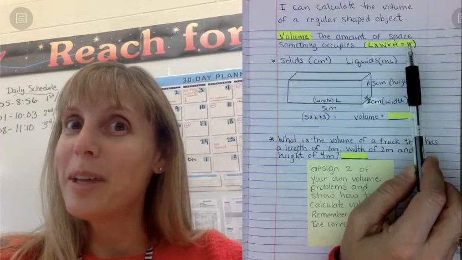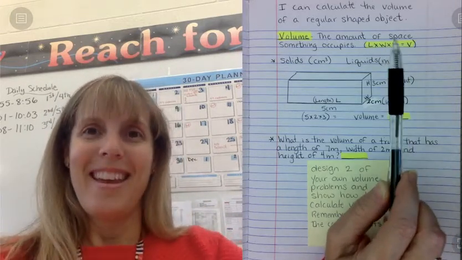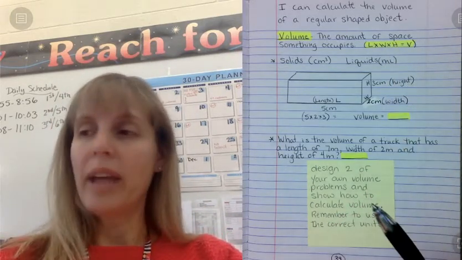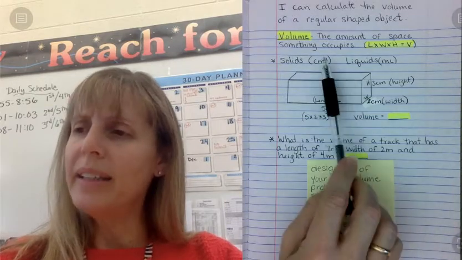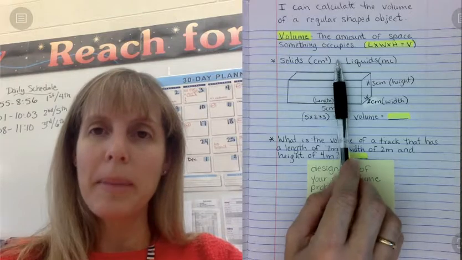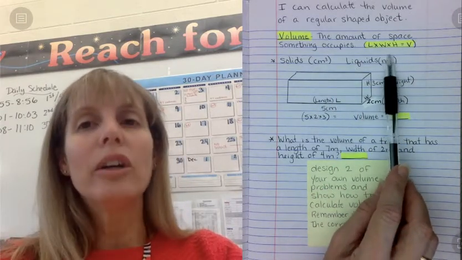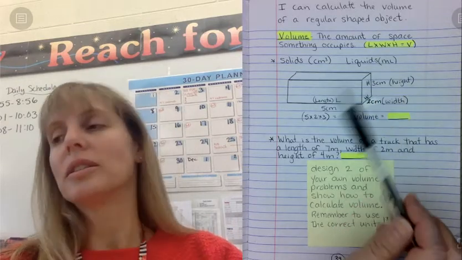This might sound familiar, like math. Yep, like math. And it's okay. Don't freak out. It's going to be all right. In solids, we usually use meters or centimeters cubed or millimeters cubed. When we measure liquids, we usually use liters or milliliters, okay?